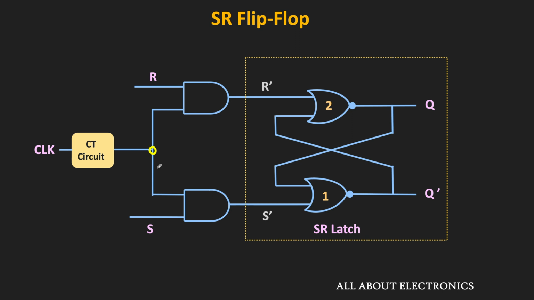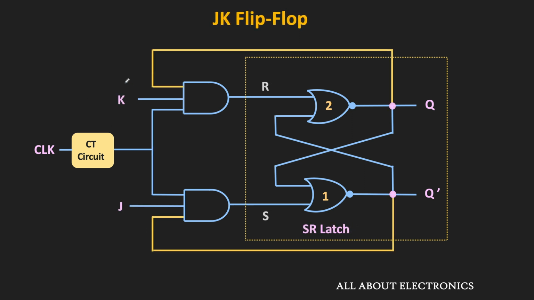If we want to use the same circuit as the JK flip-flop, then in place of the R input, the K input is applied, and in place of the S input, this J input is applied. Moreover, this Q output is connected back to the AND gate where the K input is applied, and similarly, this Q bar output is connected back to the AND gate where the J input is applied. With this little modification, the same circuit will work as the JK flip-flop.